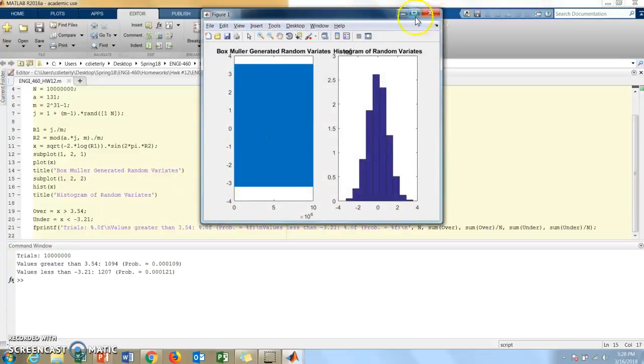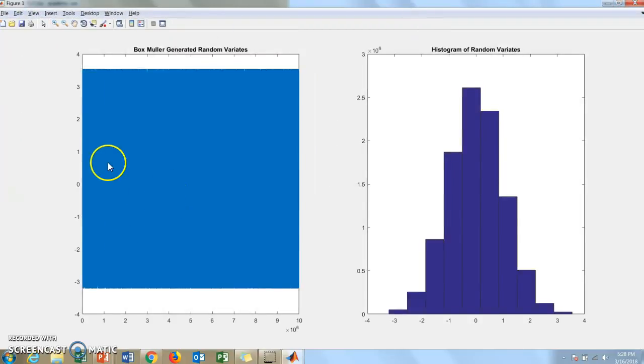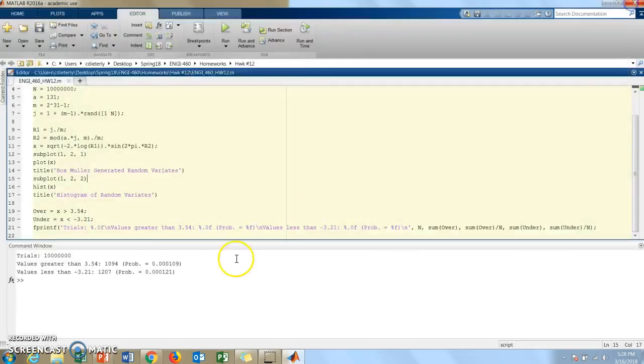So it looks just like a big block because there are 10 million, but if you can see these little hairs kind of, it's because it's just going back and forth like that. And then this is the histogram of it. And as you can see, it goes down to negative 3 point something and goes up to around 5.4, which is what Courtney was talking about.